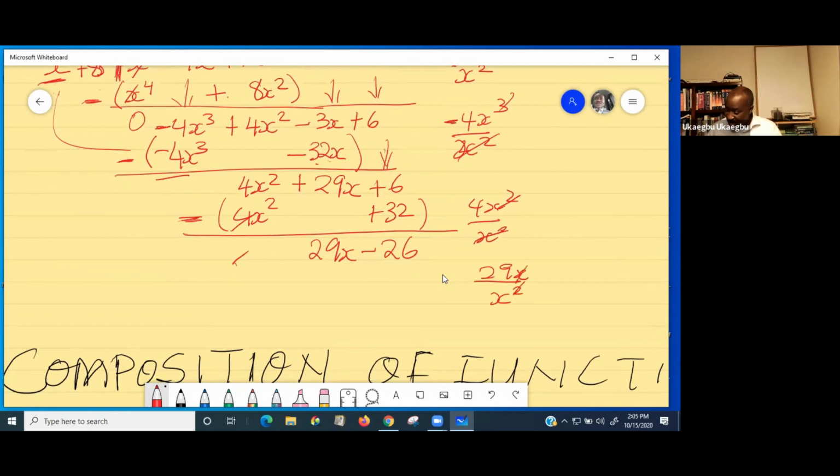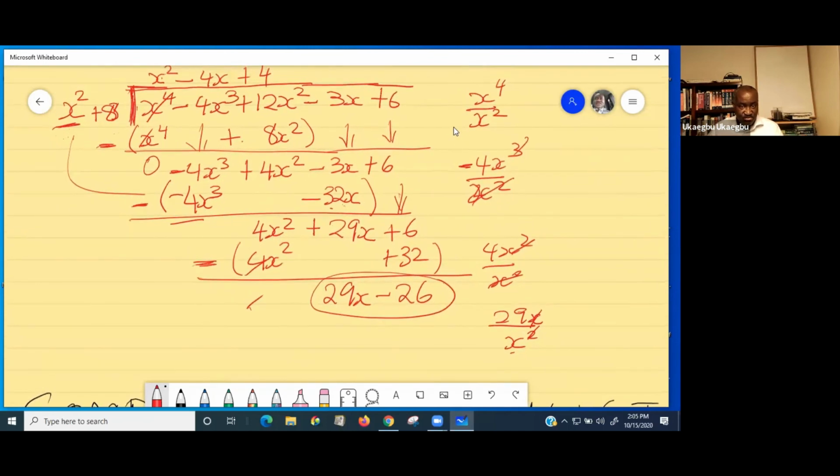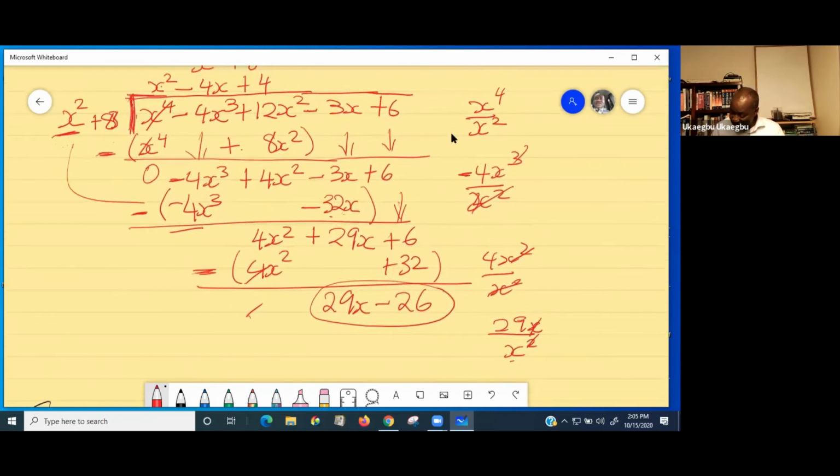If you divide again, you will discover that if you divide 29x over x squared, you are going to have a number like this. Therefore, the entire of this thing is the remainder. So the solution is supposed to be x squared minus 4x plus 4. Then the remainder is 29x minus 26 over x squared plus 8. It's 26, I'm sorry.